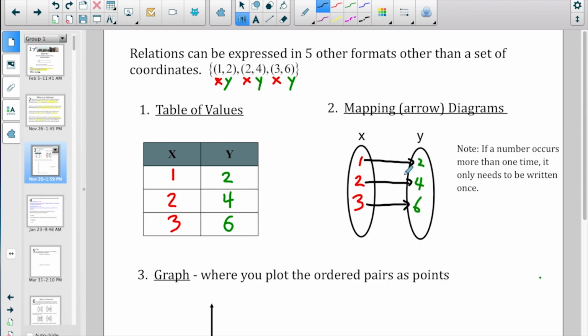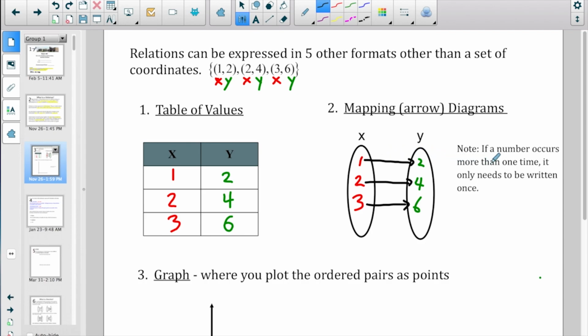Now, typically we don't use mapping until the 30 level, and you will learn something called mapping notation at the 30 level. For the time being, we're perfectly fine calling these arrow diagrams.